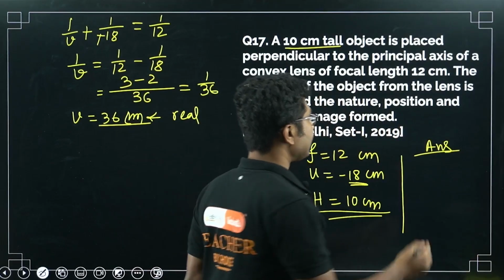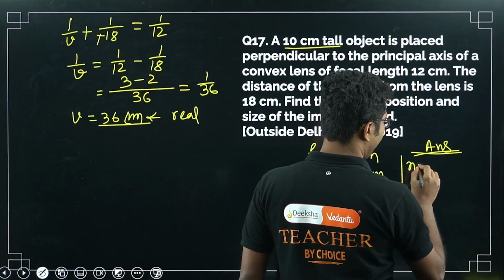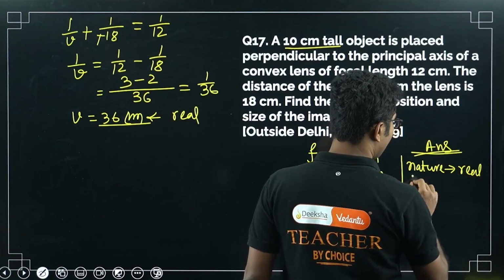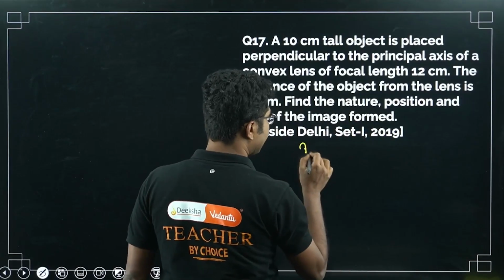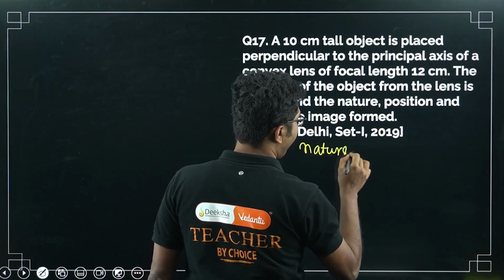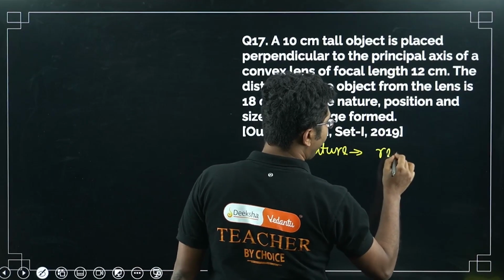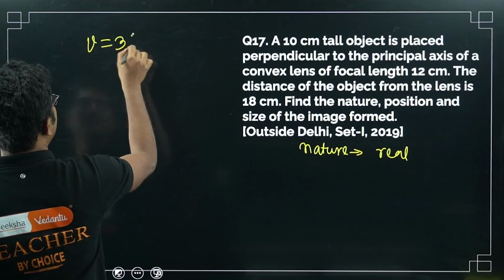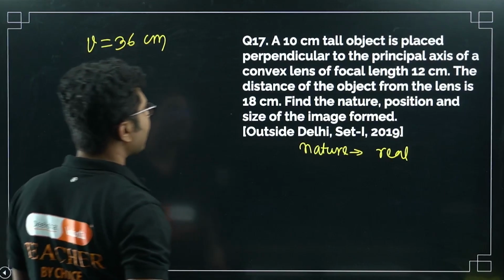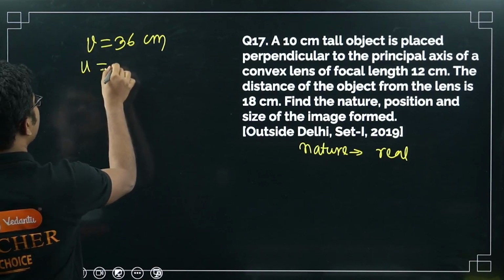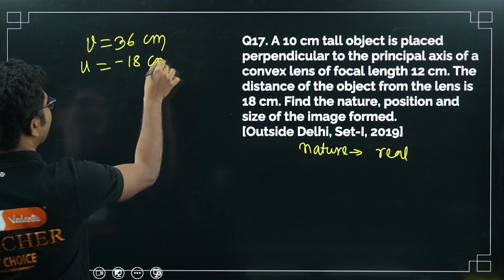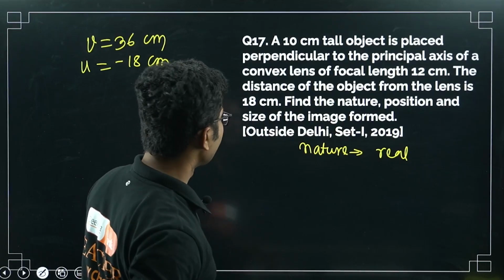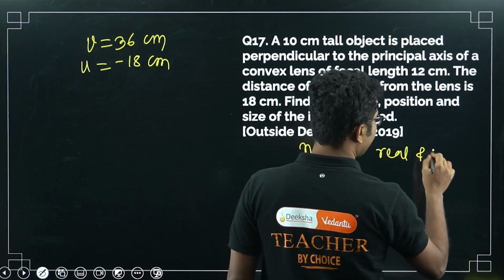Okay, so first of all, nature is real. Okay, so we also calculated V equals to 36 centimeter. U was given as minus 18 centimeter, right? So nature is real and inverted.